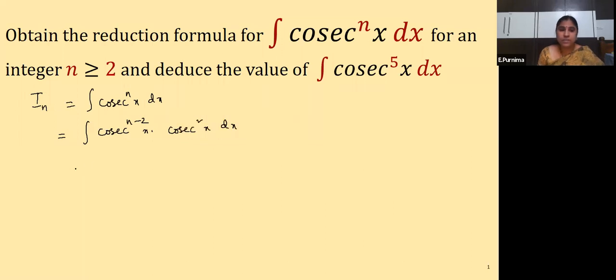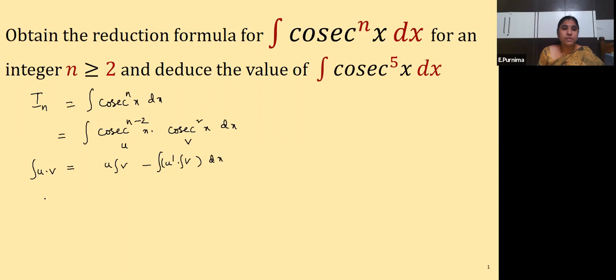Now, here we have a direct integration formula for cosecant square x. In the previous one, for tan square, we don't have a direct integrating formula, so we changed it to secant square x minus 1. But here, we have a direct integration value for cosecant square x, so this should be considered as v and this should be considered as u. Clear, children? So u into integral v minus integral u dash into integral v, whole dx.